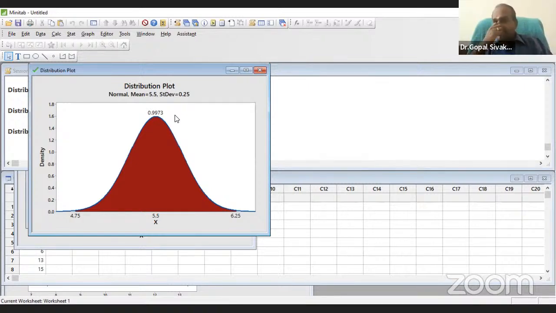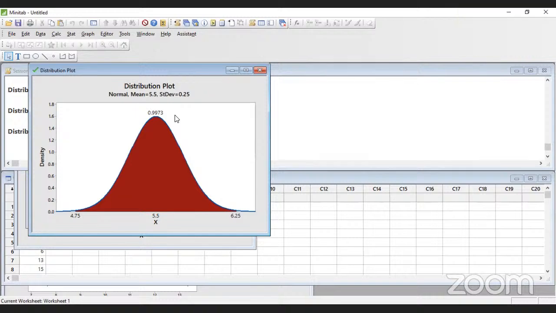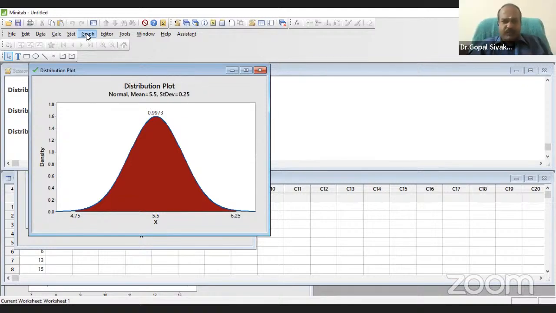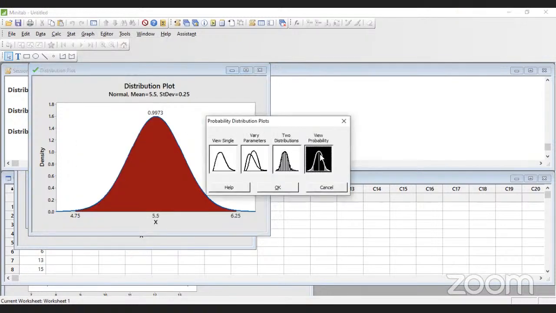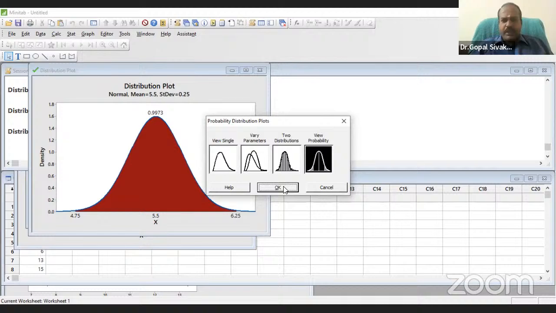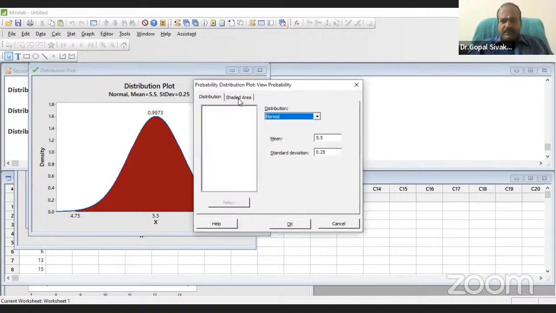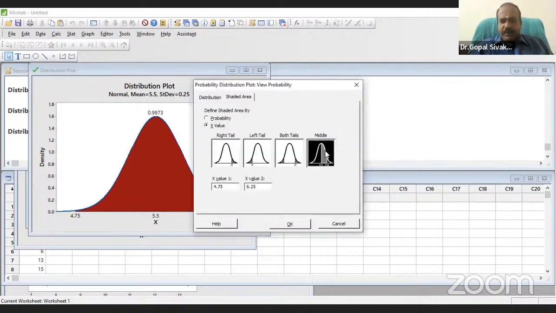Meanwhile, I think Santosh wanted to ask me a question, right? Yes, Santosh, what is your question? Sir, what happens if you are considering 6 feet to 7 feet for these 100 people? What would happen to the graph? Okay. So 6 feet to 7 feet. Very good. Go to graph, probability distribution plot, view probability. This is the mean and standard deviation. Shaded area. And you said 6 feet, right? Put 6 here. Put 7.